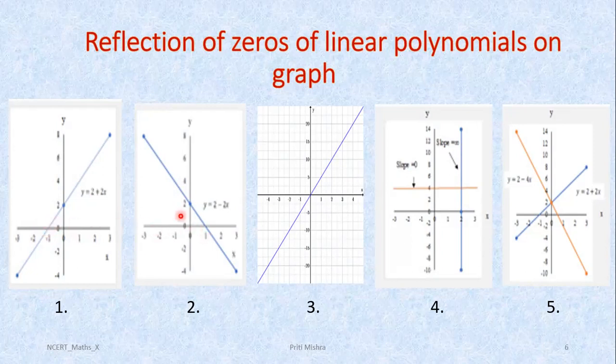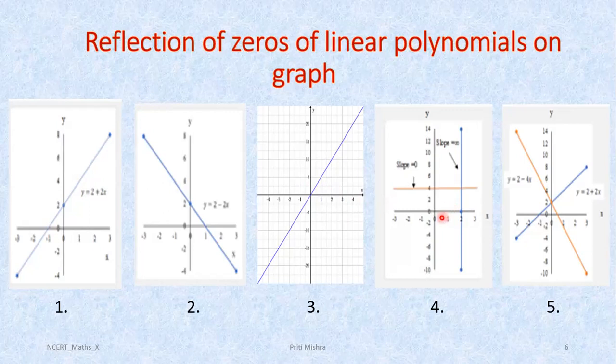Now come to the second graph. Here you can see this is a straight line. Once again, you will always get a straight line for any type of linear polynomial. And this polynomial is cutting the x-axis at a single point, which is (1, 0). This is a downward straight line. So again, it is showing that exactly one zero exists for this linear polynomial. And in the third one, you can see the straight line which is passing through the origin. Again, it has only a single zero as it is intersecting the x-axis at a single point only.